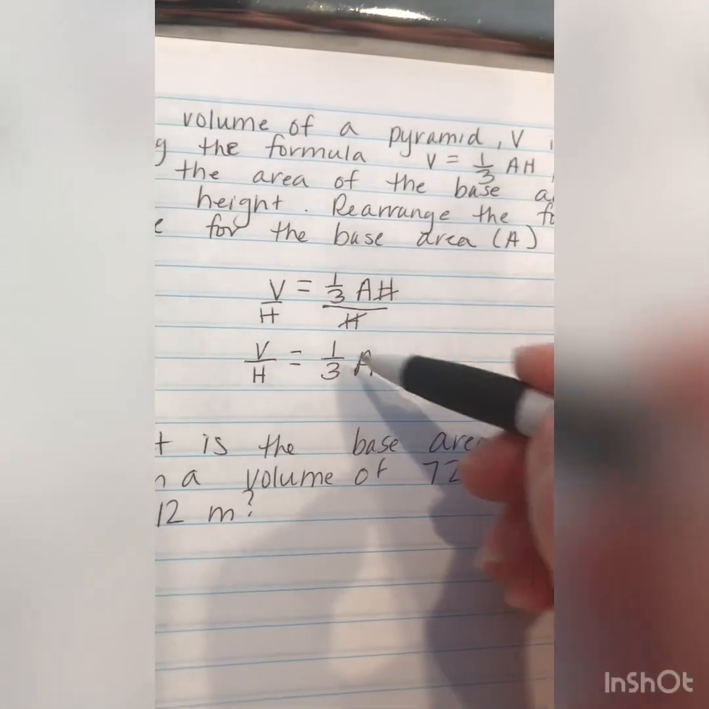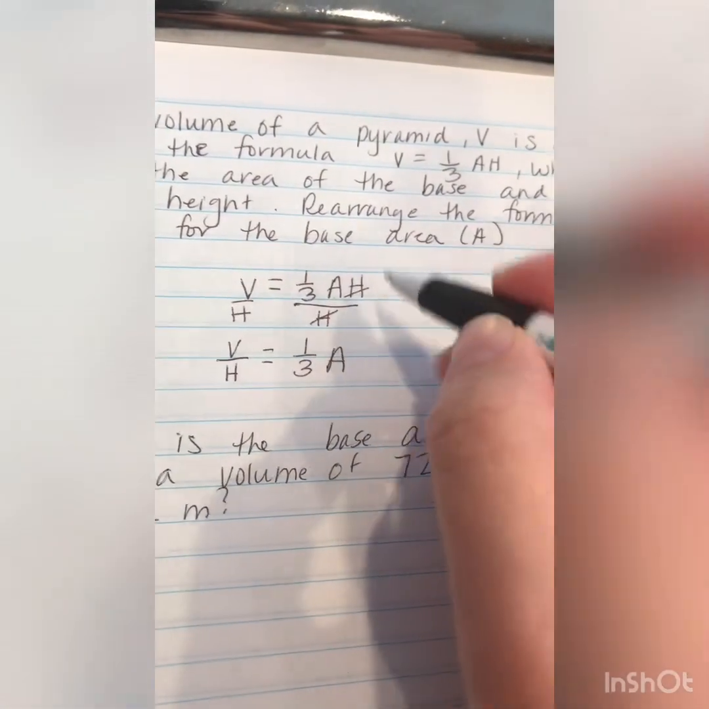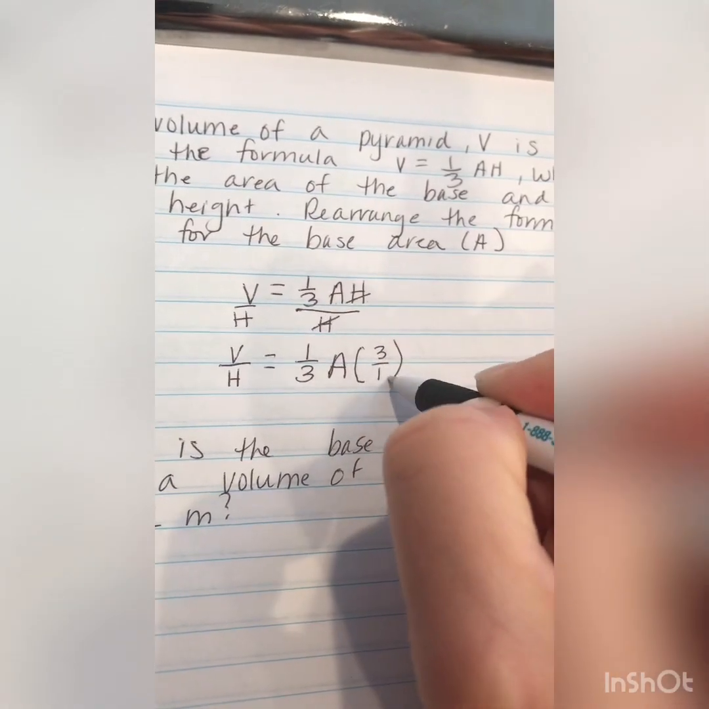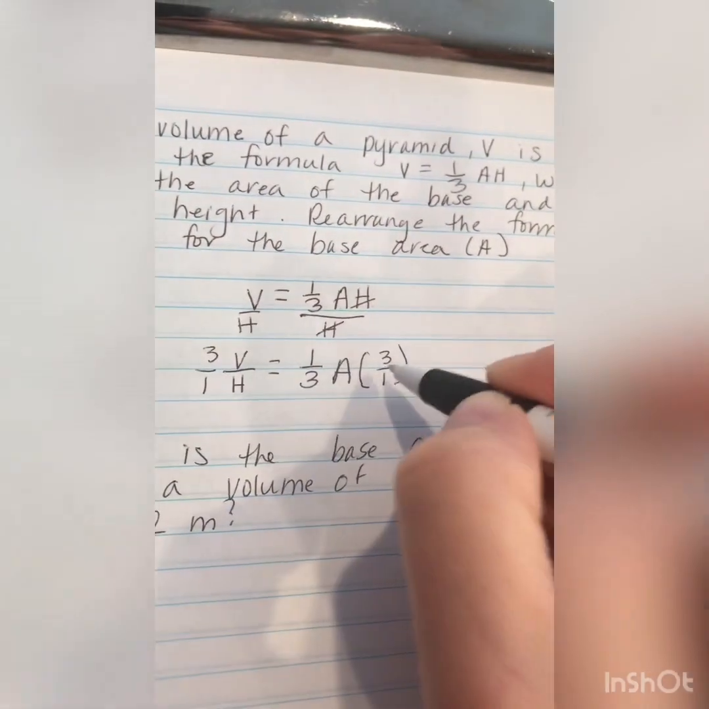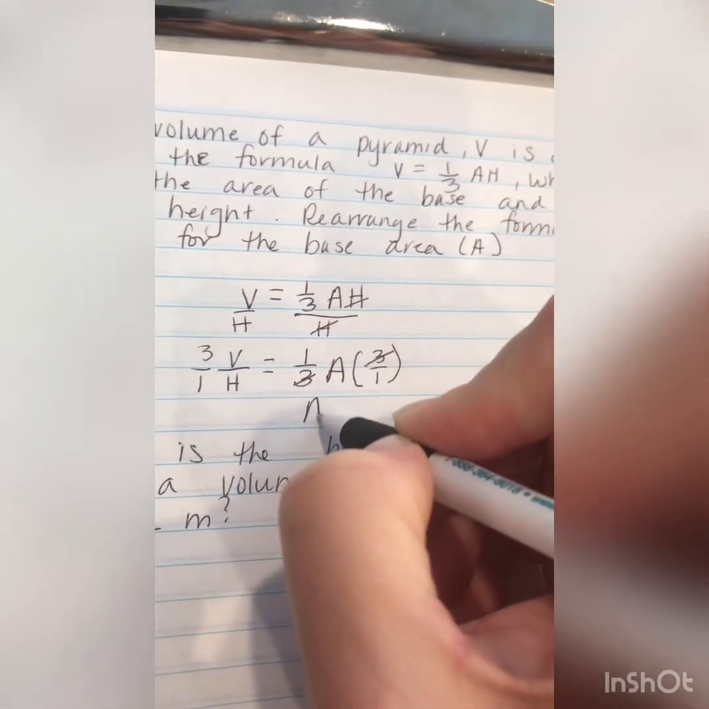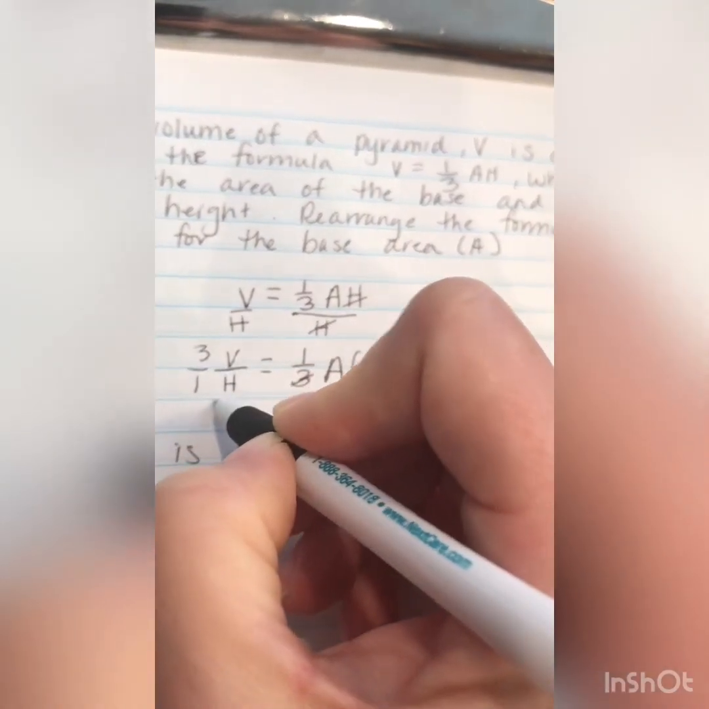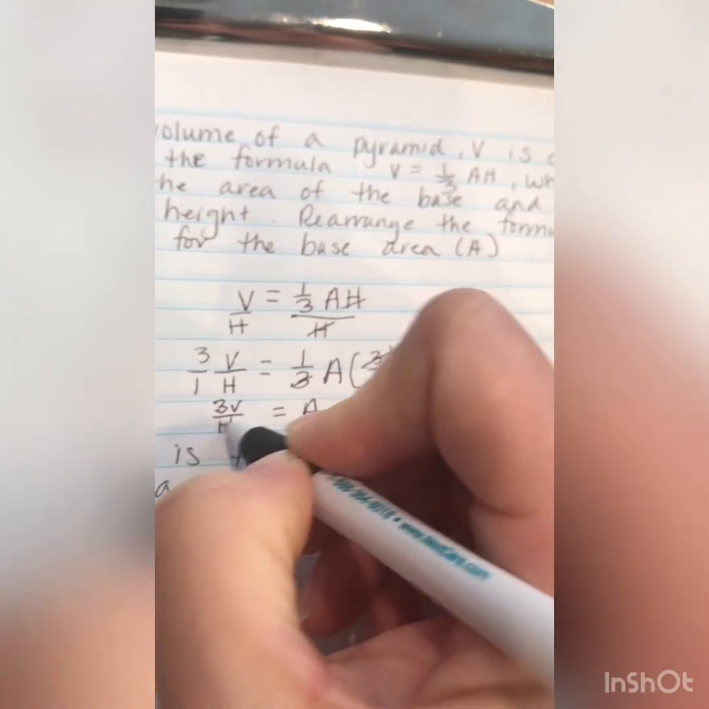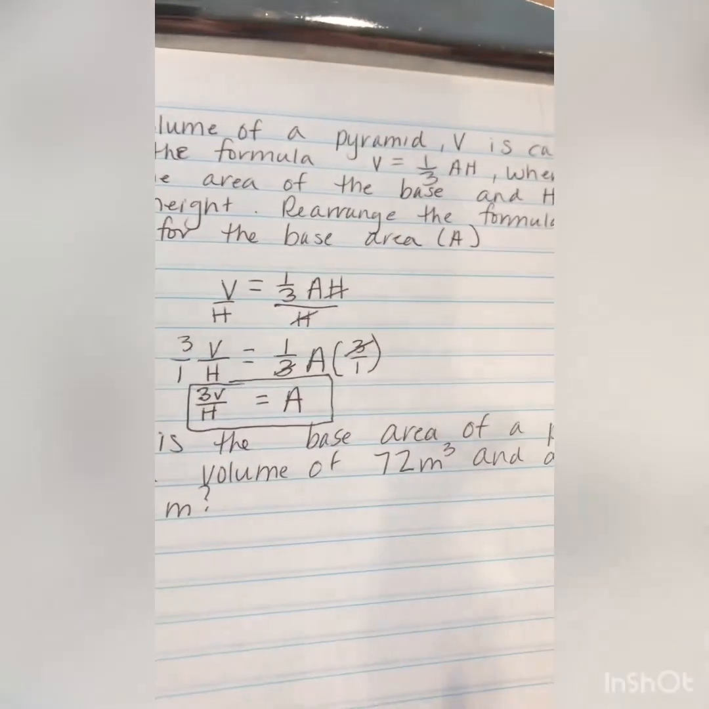Okay, now I've got this 1/3 that's bothering. Right, now remember when you divide by a fraction, it's the same thing as multiplying by its reciprocal. So I'm going to multiply each side by 3 over 1. Okay, those cancel each other out. So all I have left over here is A. Okay, and then I've got 3 times V on the top and then H on the bottom. Okay, and that is my formula in terms of A.